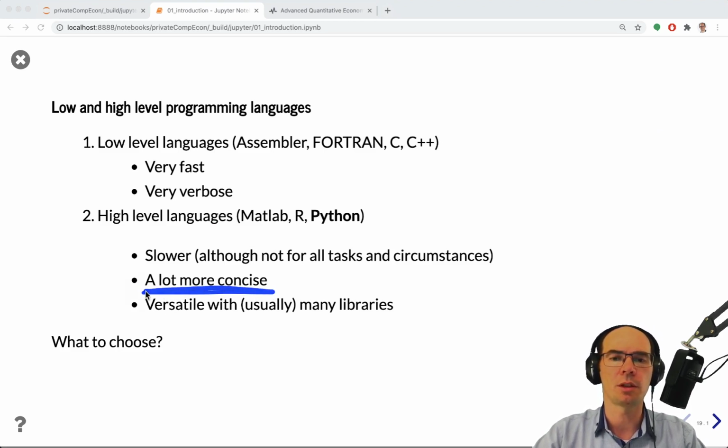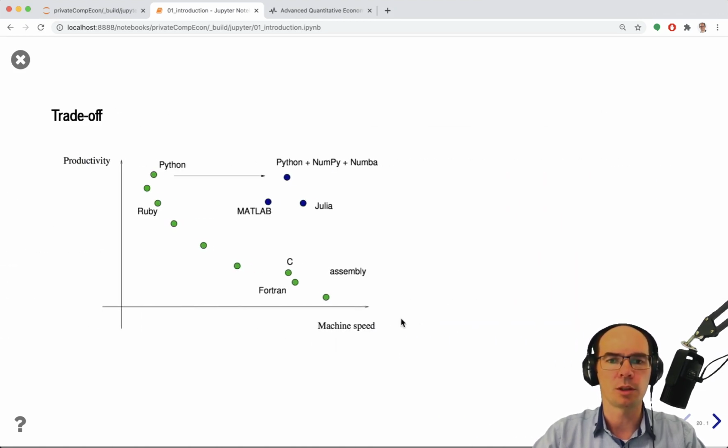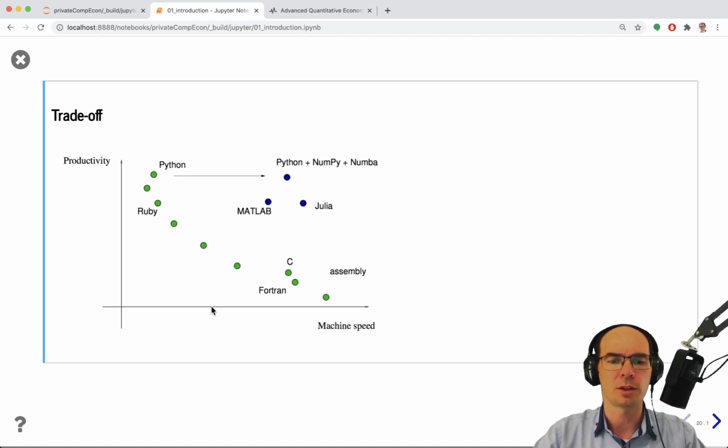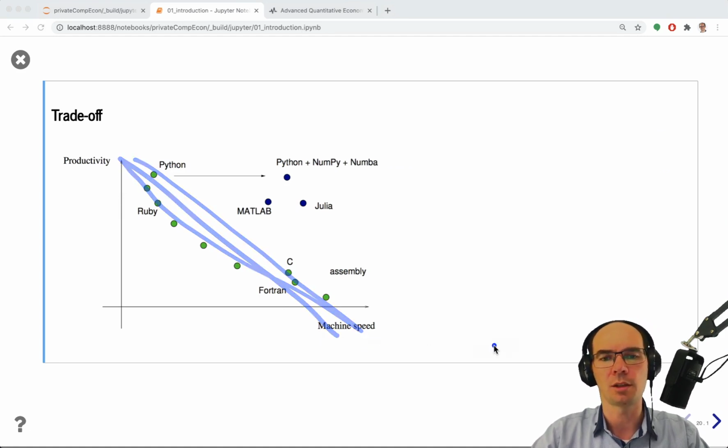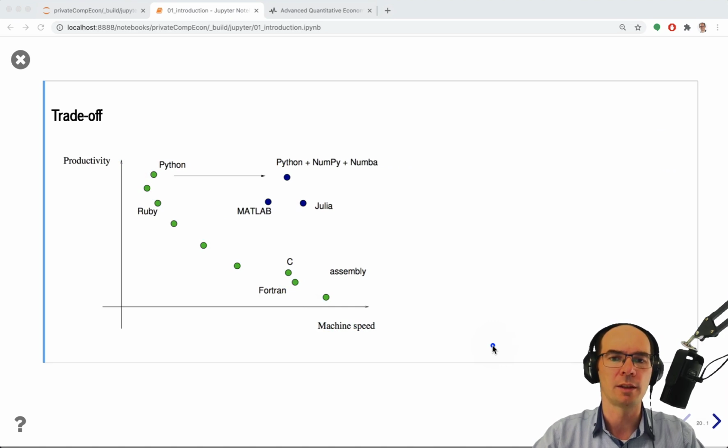The thing is that you don't need to write as much code, okay? And usually with additional libraries and packages, it's really versatile. So, how do we choose? Well, here's the trade-off. These dots don't really mean anything, therefore there are no tick marks on the axis. Well, they do convey the picture of the trade-off between productivity and machine speed, right? So languages sort of tend to locate along this diagonal, with some languages or all languages trying to get that way.